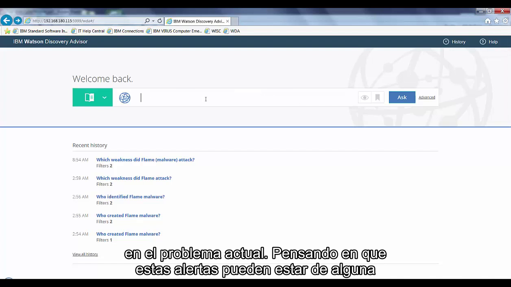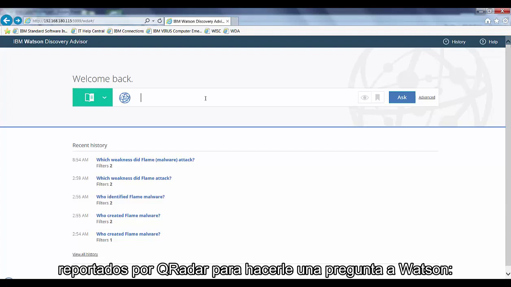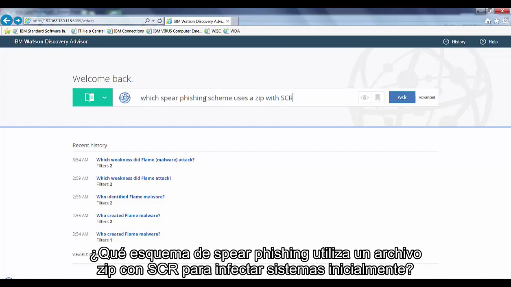Thinking these alerts might be somehow related, he uses the details on one of the spear phishing emails reported by QRadar to form a question to Watson. Which spear phishing scheme uses a zip with SCR file to initially infect systems?